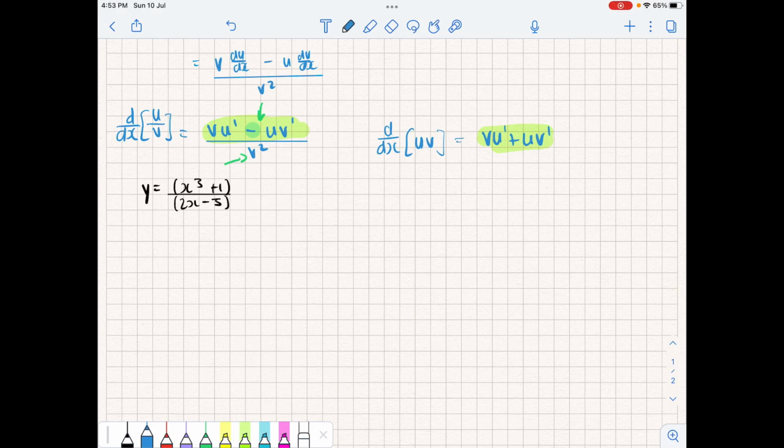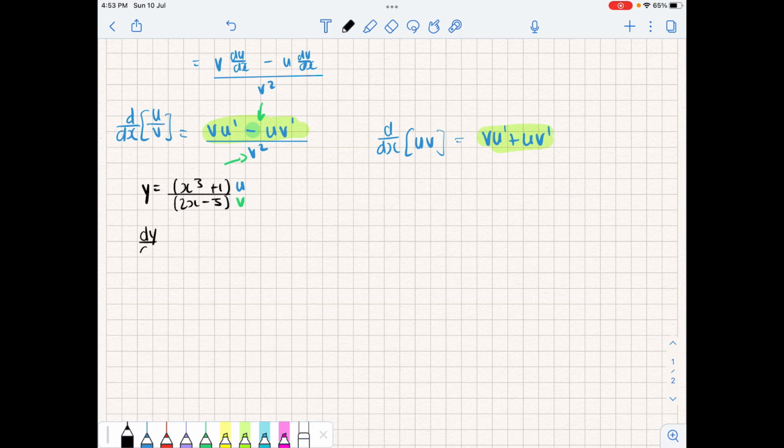Okay, so let's do some examples. What we're going to do is take this function and use the quotient rule and the product rule, and we're going to see the differences in the two methods. In both methods, we need to call one function u and one function v. It's very important so that we keep track of the order. Now we're using the quotient rule, so order matters.